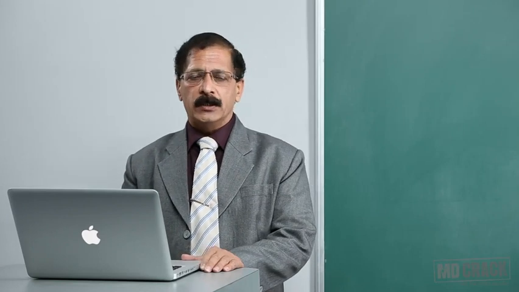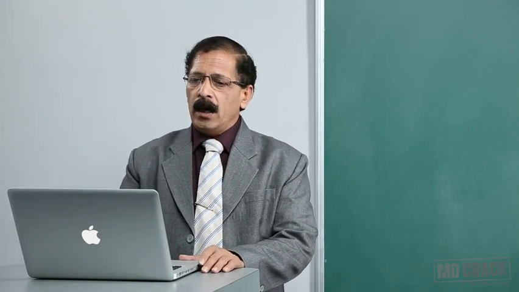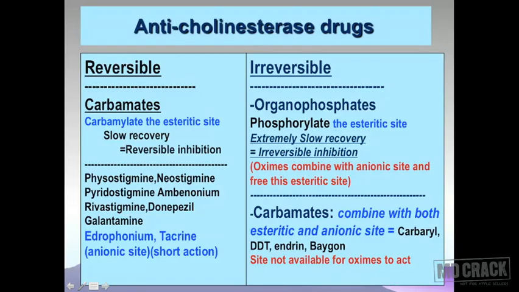Now let's try to describe the anti-cholinesterase agents. They are divided into reversible and irreversible. What's this reversible and irreversible about? This is about the inhibition of the cholinesterase enzyme. If a drug is producing reversible inhibition, we call them reversible anti-cholinesterase agents, and the other ones will be irreversible anti-cholinesterase agents. Let's have a look at this slide and concentrate on the slide.